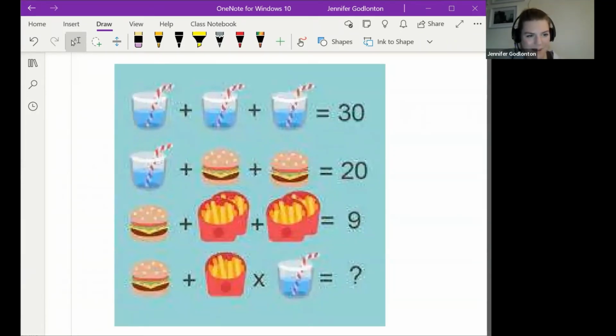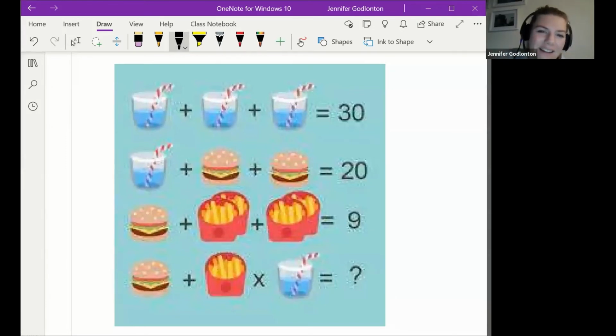Who thinks they can tell me what my answer is? It's not 70. Nope. 70 is incorrect. Well done, Tiana. Tiana, nice work. There we go. We're getting in there. It is indeed 15, guys. It is 15.